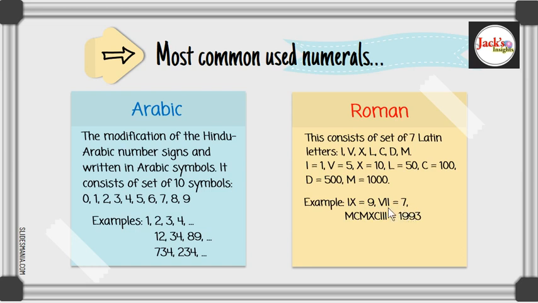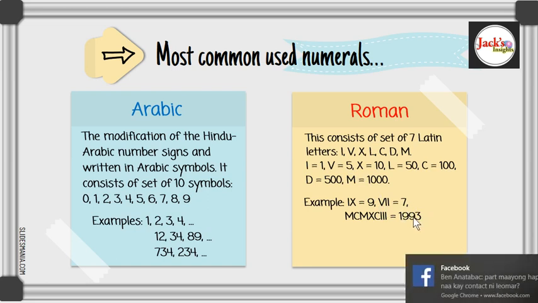But if a lower value digit is written to the right of a higher value digit, it is added. Just like for number 7, two I's, so I is 1. That is a lower value digit, so the two I's are being added to 5. So that is 7.